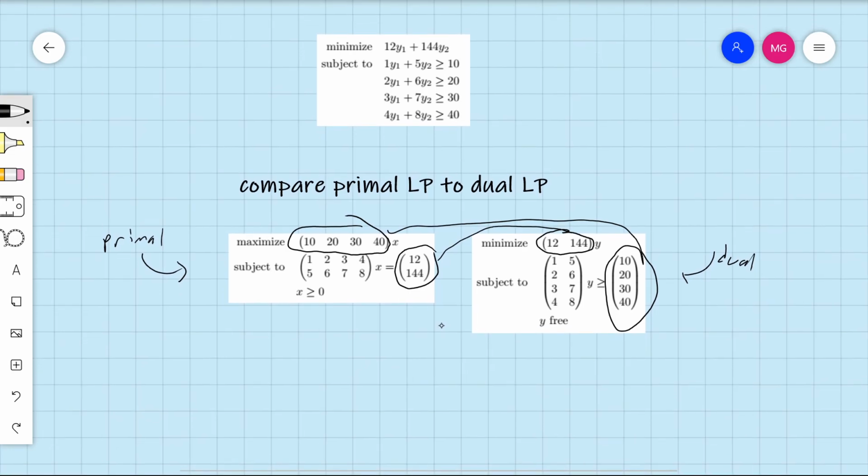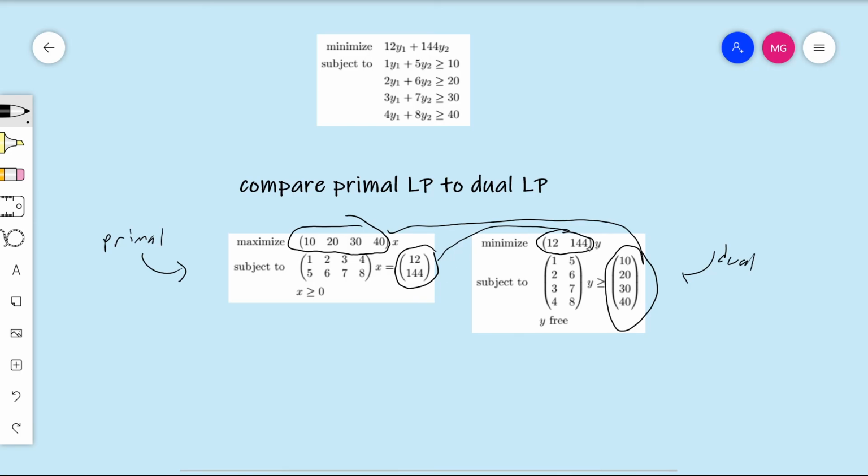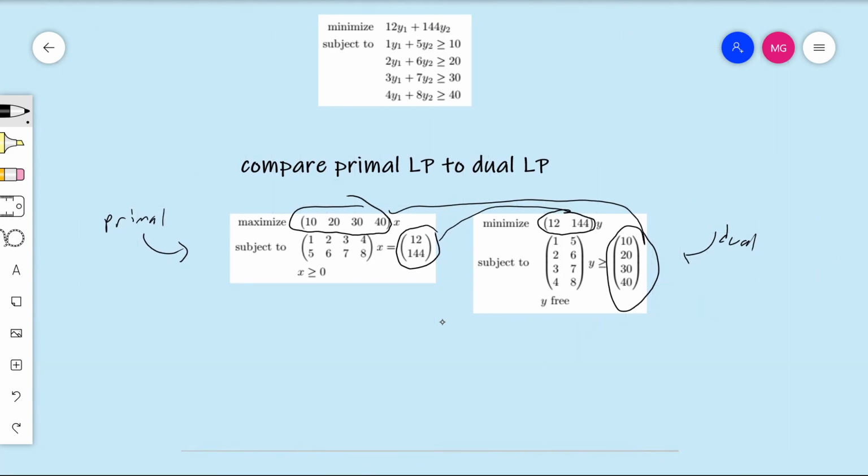So there you go. That's the primal linear program, and there's the dual, and there's the correspondence between them. And just for fun, real quick, we can take a vector y. Let's say, for instance, y equals (2, 4). I already know that it satisfies these constraints. I checked. So, for instance, 1 times 2 plus 5 times 4 is 22, which is larger than 10, and that works all the way down.